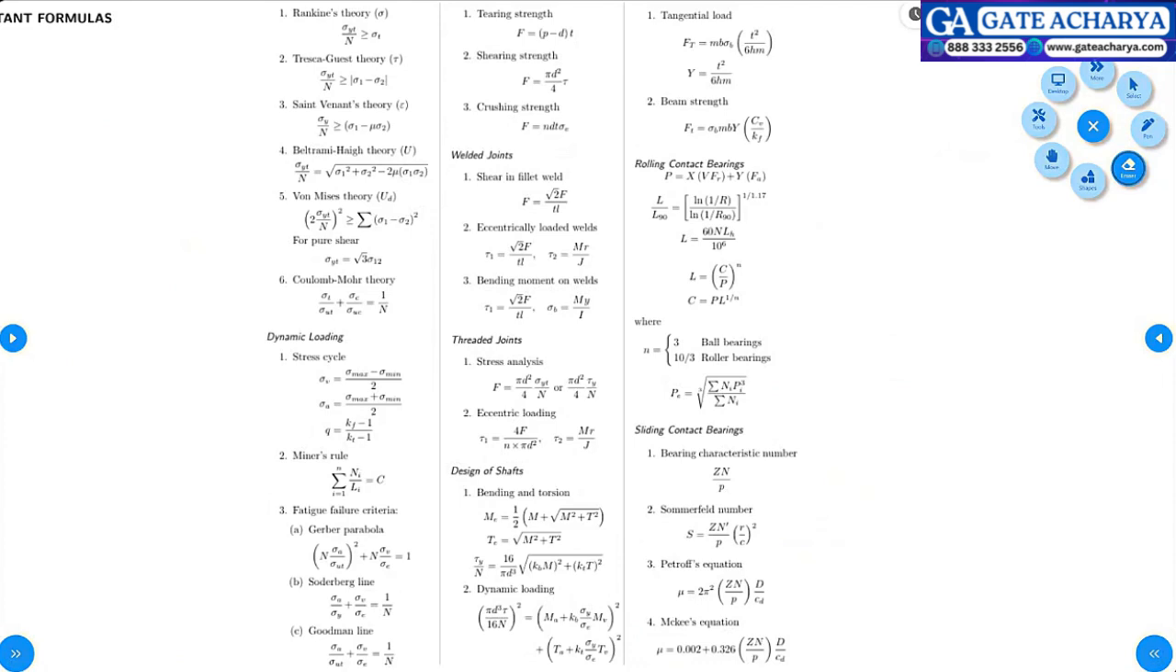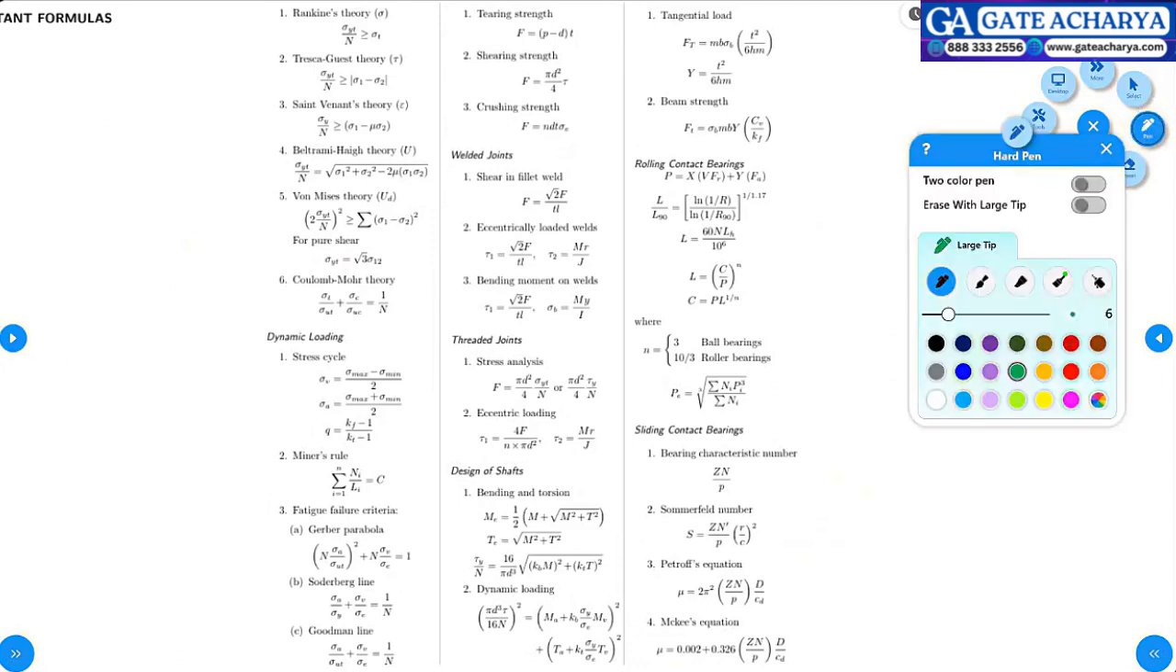Important formulas. You see this right from the beginning. Rankine's theory, Tresca's theory, Saint Venant's, Haigh's theory. Okay, I missed one more: Coulomb-Mohr theory.